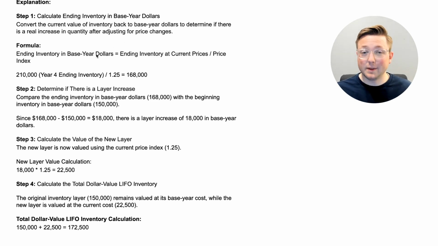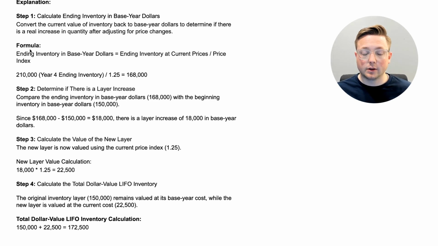Okay, so what it means is base year dollars means based off of the first year that they started doing dollar value LIFO. We have to figure out how much the ending inventory in year 4 is worth according to the amount of money that there was in year 3. Now, I know that's kind of confusing, but the base year is the year that they started doing dollar value LIFO. So we're going to walk through this and I'll try to show you what that means as we go.